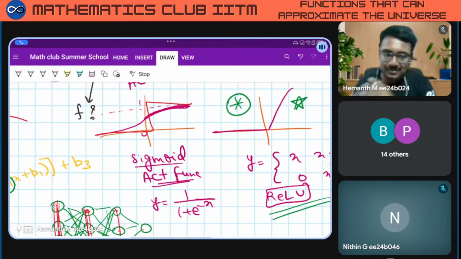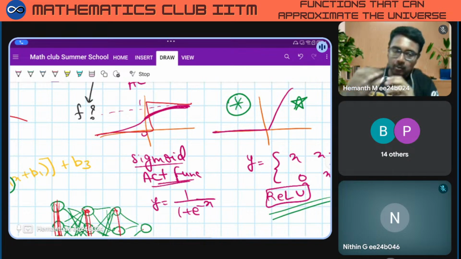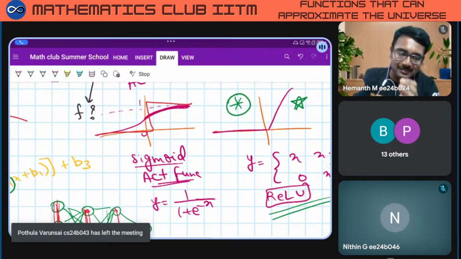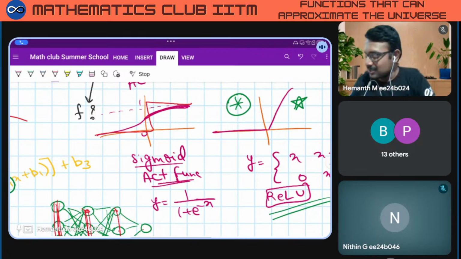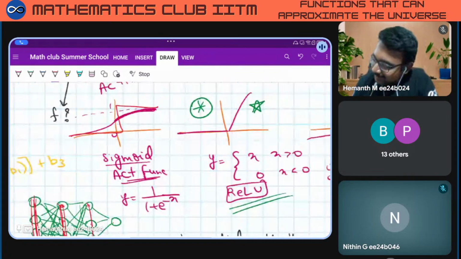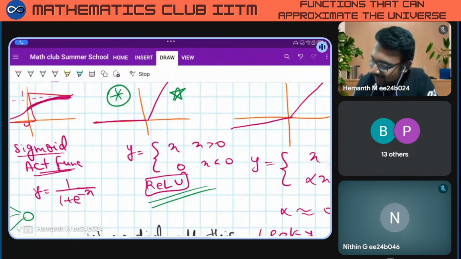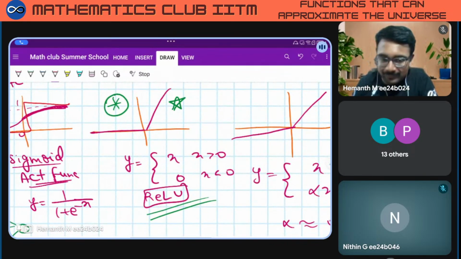Generally, this is used in binary classification, where the final output neuron is passed through the sigmoid activation function, so that the output can be interpreted as a probability. Since it is between 0 and 1, we can interpret it as the probability of the output being one class or the other. So it is generally used in such cases. We can use it in hidden layers as well. Then we come across another very important activation function called ReLU, which stands for rectified linear unit.